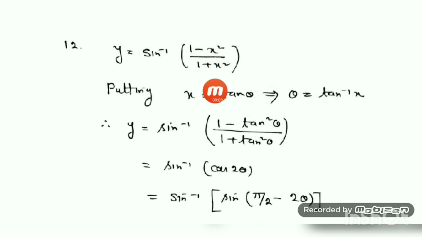That's why I have substituted x equal to tan theta, because we know this is the formula. If I substitute tan theta, we got it in class 11, that is (1 minus tan square) by (1 plus tan square) is cos of 2 theta. Okay. So here I have substituted x equal to tan theta. Then theta gives you tan inverse of x. And substituting the values, we'll get sine inverse of (1 minus tan square) by (1 plus tan square).